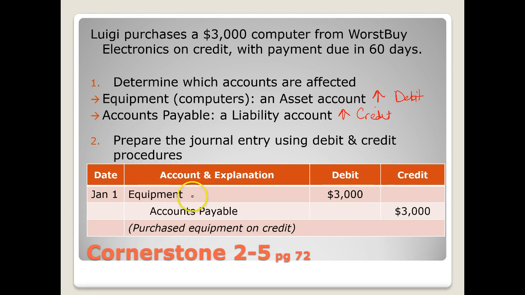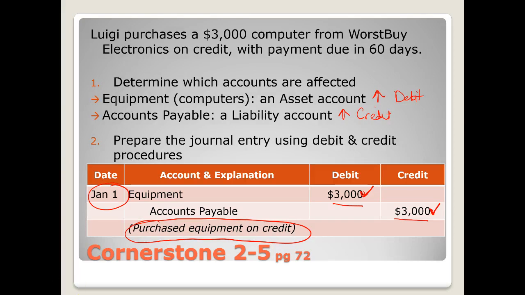So let's journalize this thing. The equipment account was debited for $3,000. The accounts payable account, which is a liability account, was credited for $3,000. Do debits equal credits? Yes, they do. Do I have a date on there? Yes, I do. And did I record a memo as to what exactly had happened? Yes, we purchased equipment on credit.